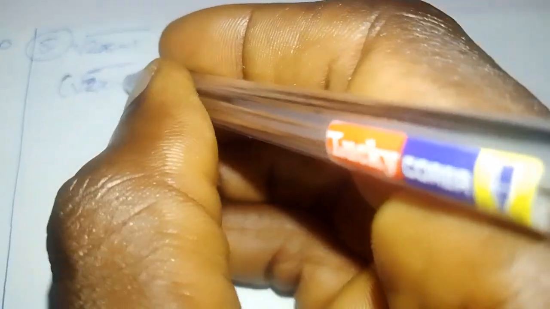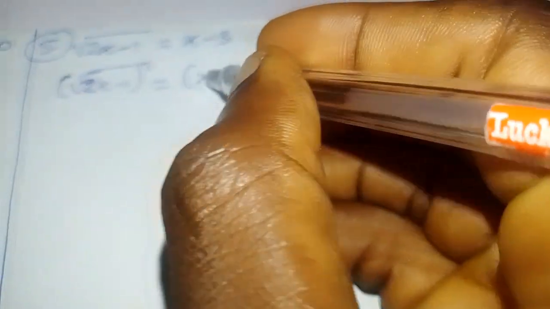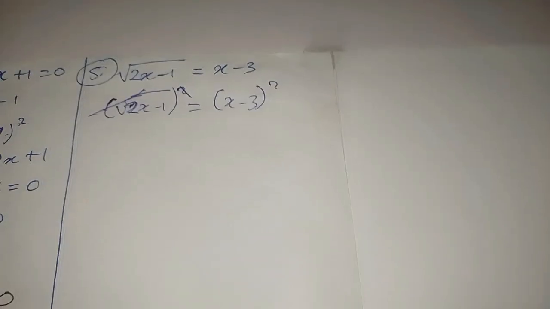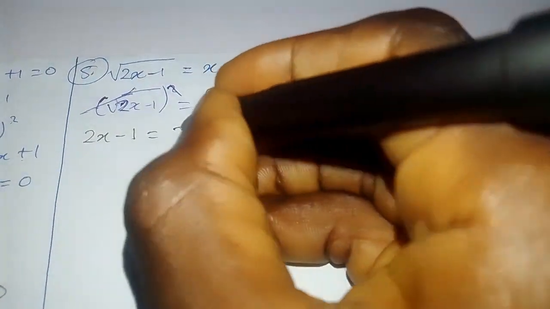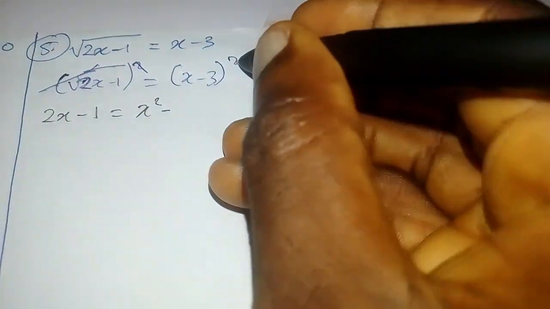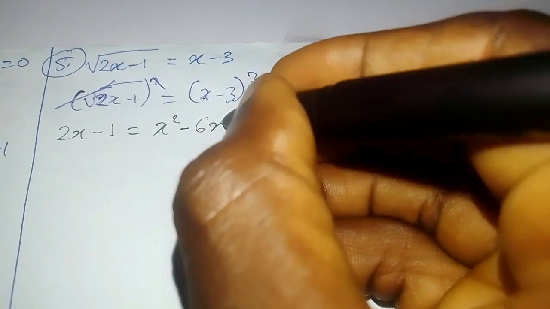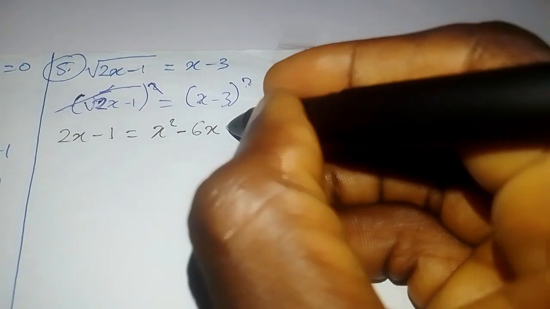I can say square both sides, the normal way we always go around. You can say 2x minus 1 all squared is equal to x minus 3 all squared. This can take away the square root. So what am I left with? I'm left with 2x minus 1 is equal to x squared minus 3, 2 times this, 2x times this, that's minus 6x, minus 3 squared is plus 9.